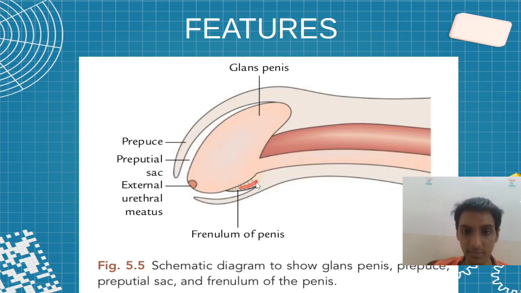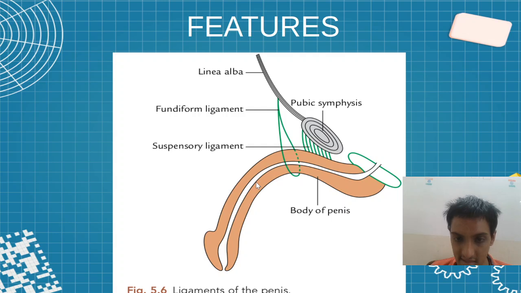Here we are seeing the ligaments. We are also seeing the ligaments here. The suspensory and the fundiform ligaments. These are the two to remember. Suspensory and fundiform. Not fungiform, it is fundiform. Fungiform is different. That's a papilla. This is fundiform. Fund.